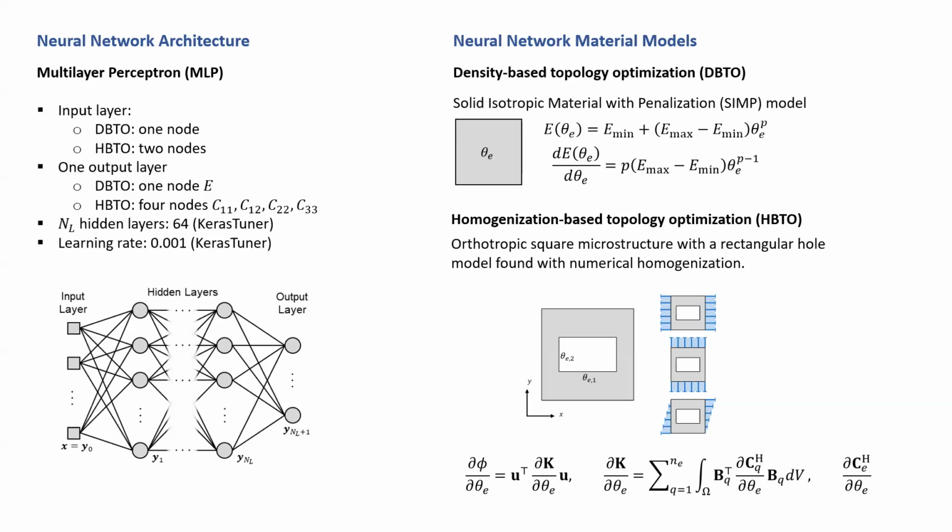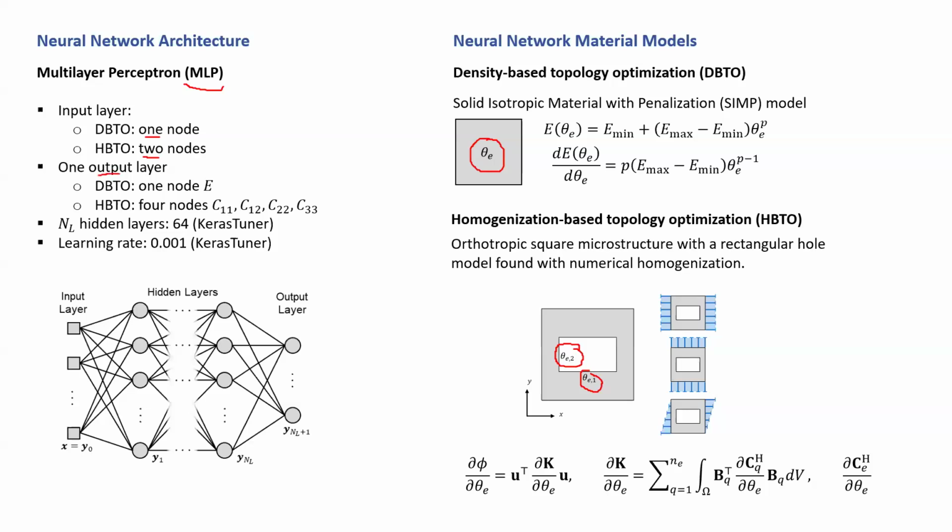The network that we use is a multi-layer perceptron. So it's a classic architecture. For density-based topology optimization, the number of input nodes is 1, and that represents just the density of the element. For homogenization-based topology optimization it is 2, and the type of microstructural model that we use is an element with a rectangular void. And the 2 input nodes represent the width and the height of the rectangular hole.